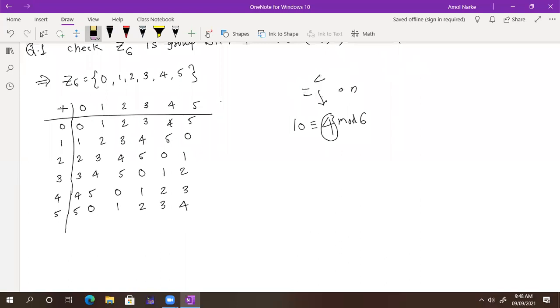Okay. So yes, everyone understand that now? Any doubts here? No, sir. Okay. Now first property. What is our first property of a group? Closure. Tell me whether it is closed or not. How to check whether it is closed or not?